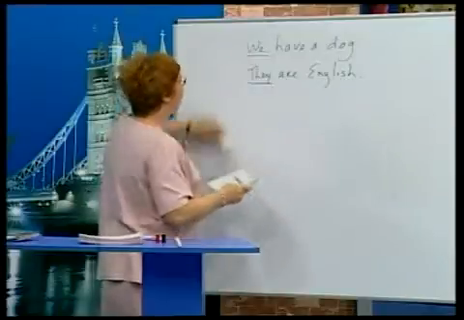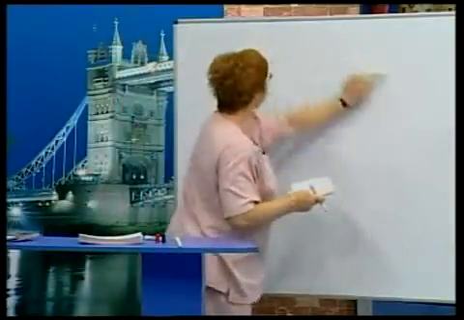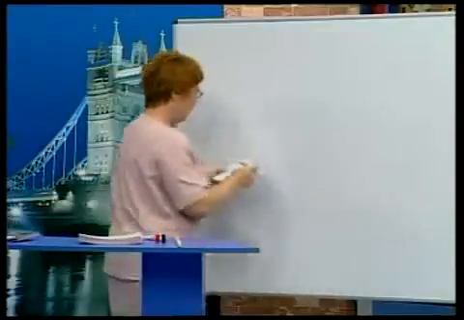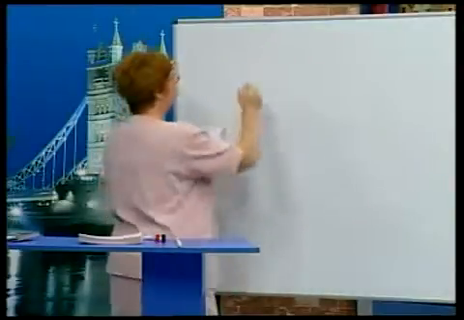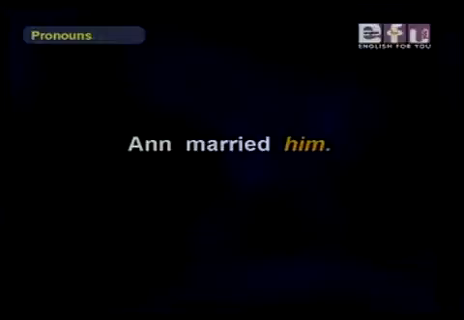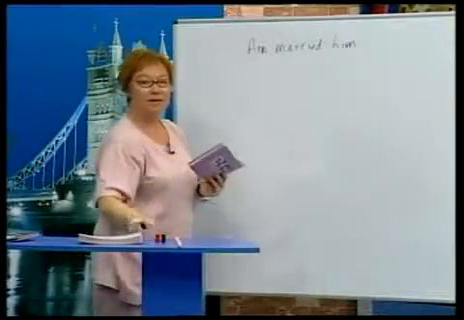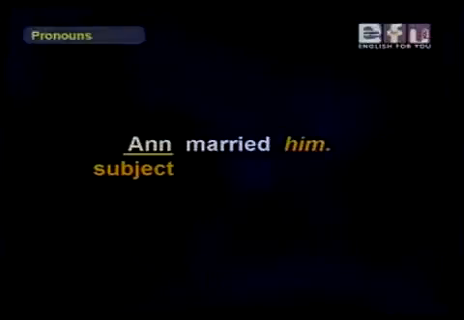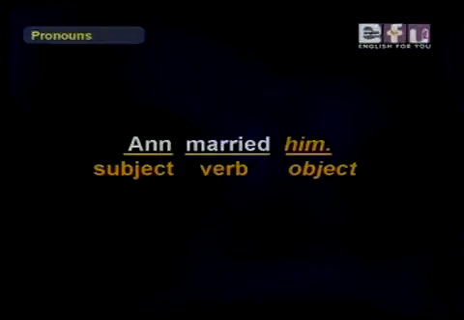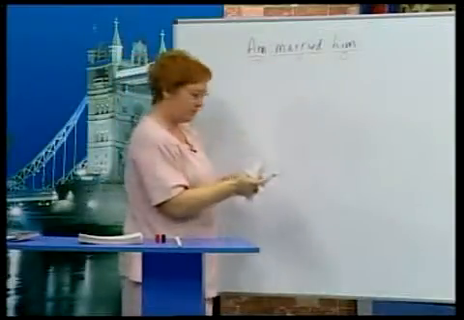So we're going to look at some object pronouns now. And here are some examples. Anne married him. Now, if we look at this, we see Anne is the subject, married is the verb, and him is the object. Anne married him. All right?